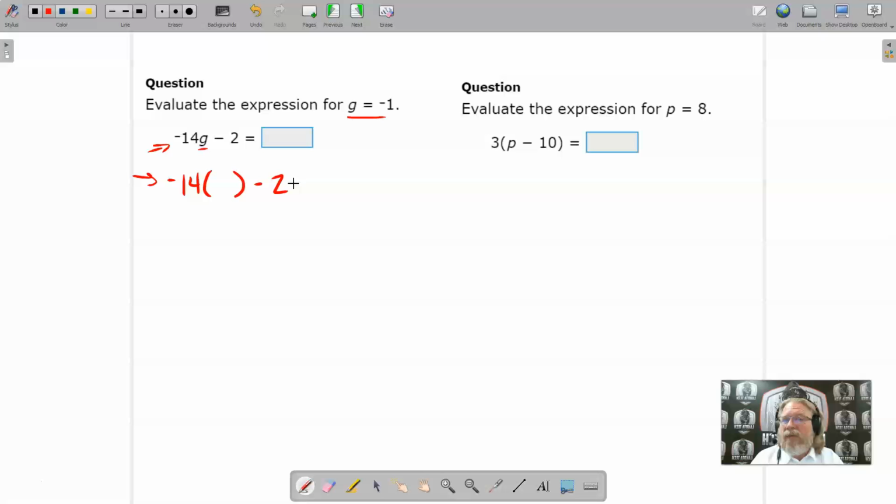Now I'm going to plug in whatever the value of g is. In this case, it's -1. So we have to take care of this multiplication before we can do this subtraction here, right? So let's go ahead and do that.